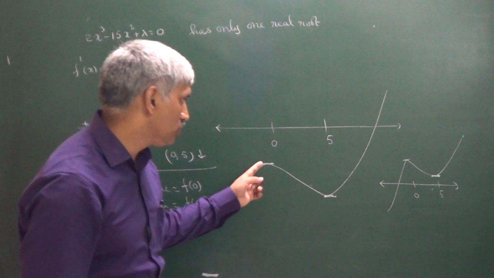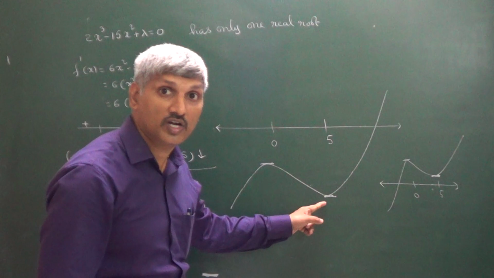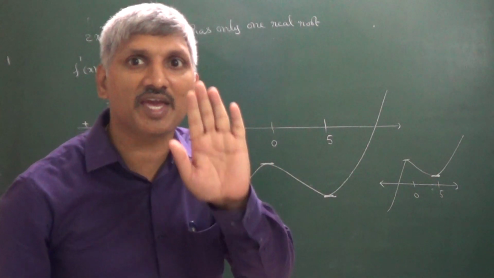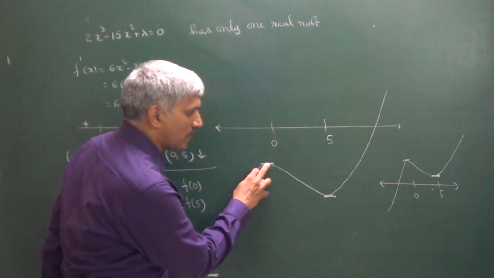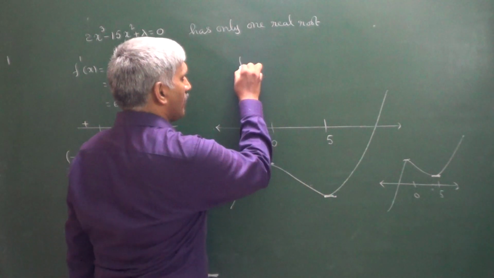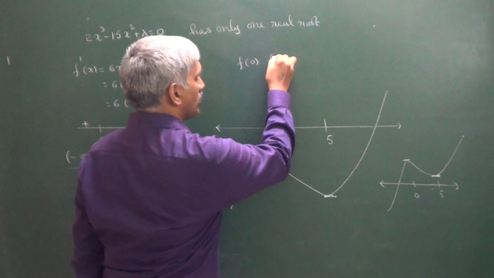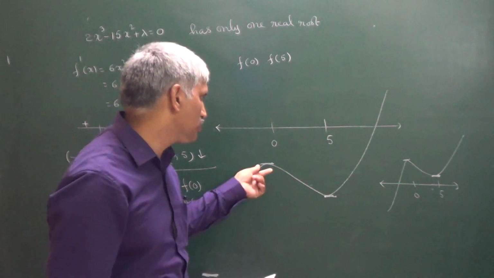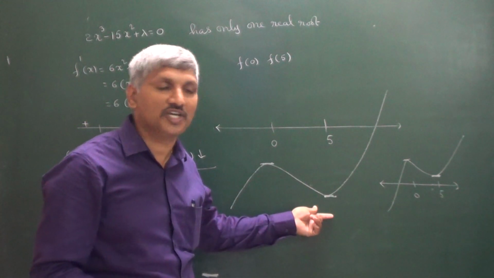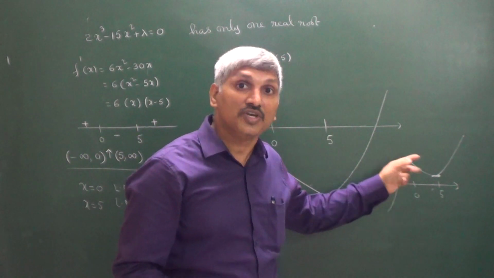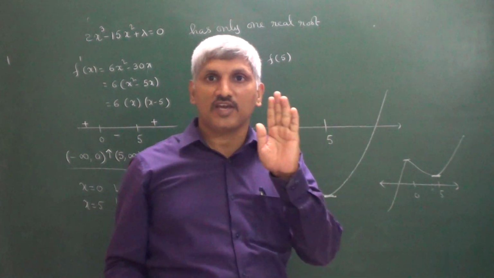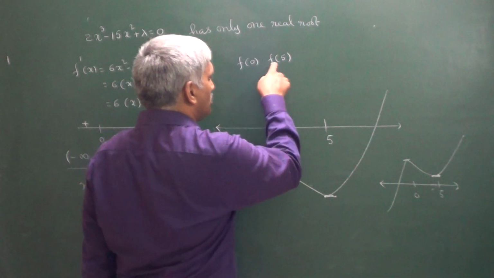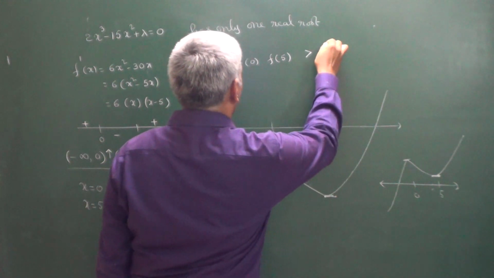That means both local maxima and local minima must be of same sign. So this is f of 0 value, f of 5 value. So f of 0 into f of 5. F of 0 negative, f of 5 also negative. F of 0 positive, f of 5 also positive. That means f of 0 and f of 5 have same signs. That means f of 0 into f of 5 must be greater than 0.